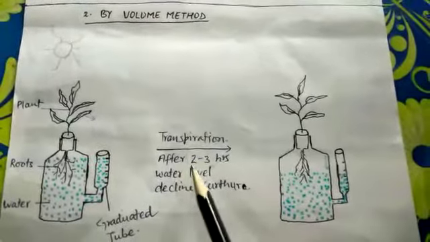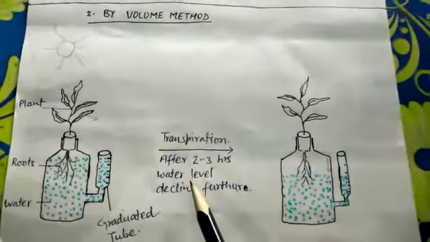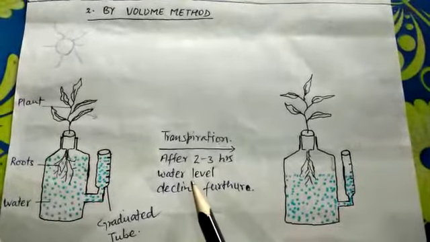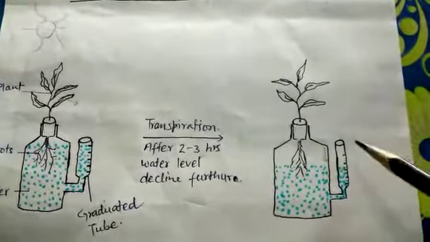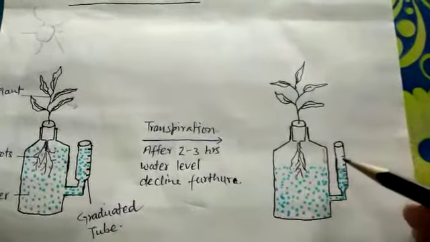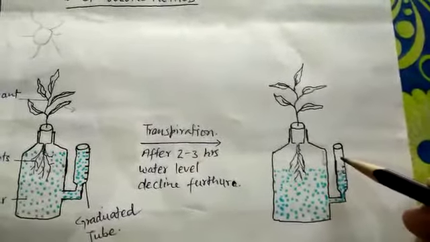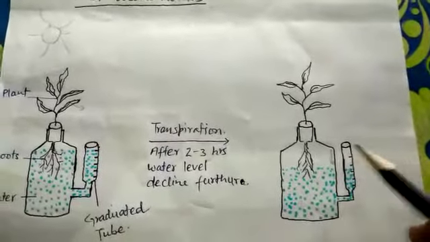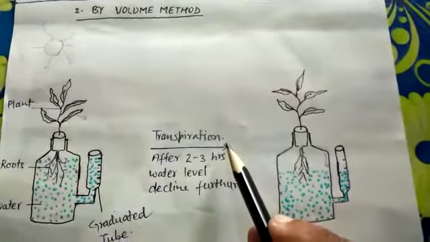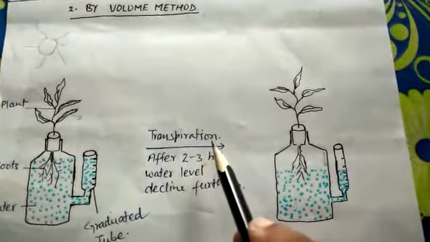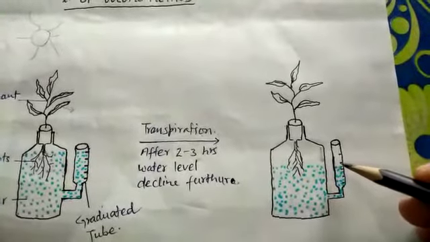After 2 to 3 hours we again record our observations, and we conclude that the level of water has declined further after 2 to 3 hours. Why has it declined? Because the rate of transpiration can increase or decrease, but due to the effect of transpiration, finally the level of water declines.